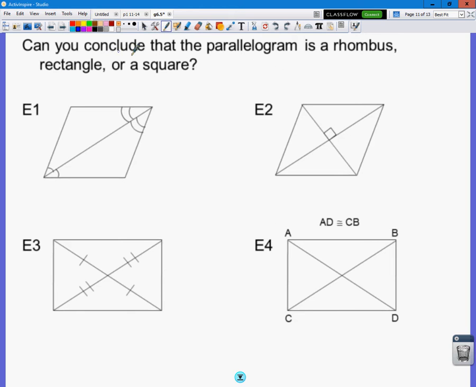Here it's asking me, can I conclude that the parallelogram, so they're saying in each one of these start out as being a what? Parallelogram. Is there enough information to conclude that the parallelogram is either a rhombus, a rectangle, or a square? Is there enough information in example 1? What is it? It is a rhombus. And it's a rhombus because it bisects opposite angles. Specifically, the diagonals bisect opposite angles.